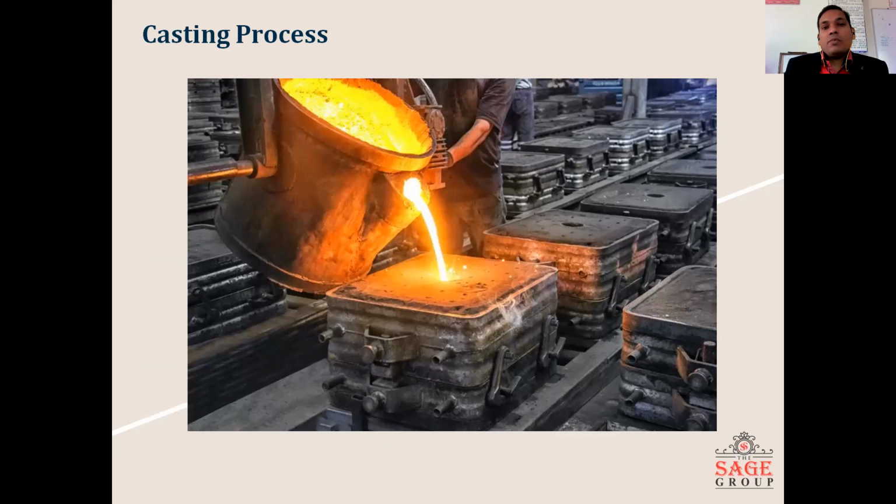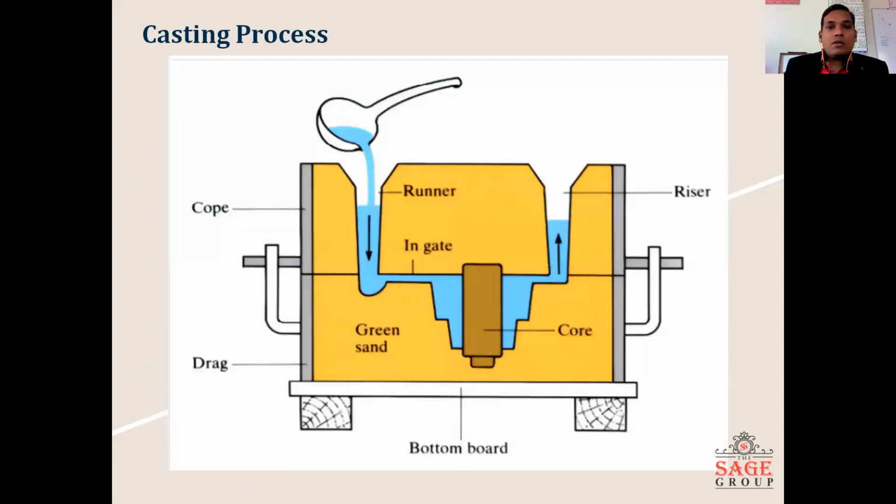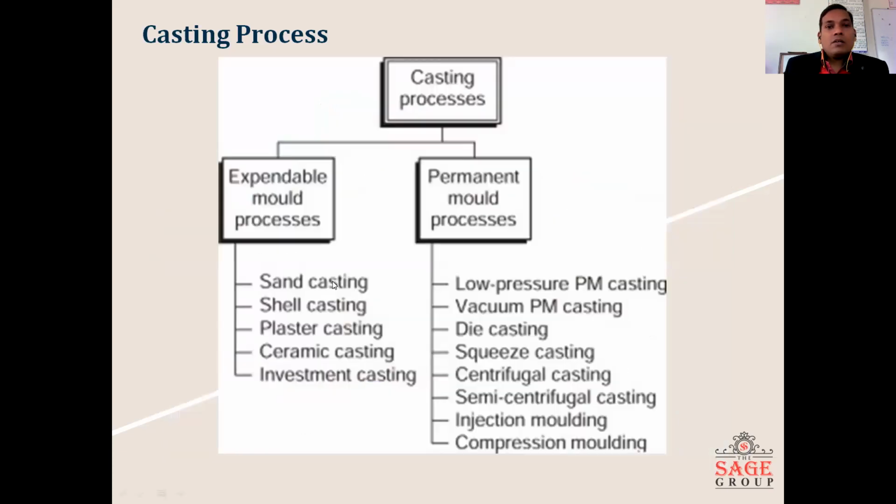There is a molten metal that can be poured in the mold, and after it solidifies, we can get the product. So this is another diagram which shows you how a pattern can be made and the casting process can be done. Now there is the classification of molding. As I told you, the expandable mold process and permanent mold process, these are the two broad divisions of casting.